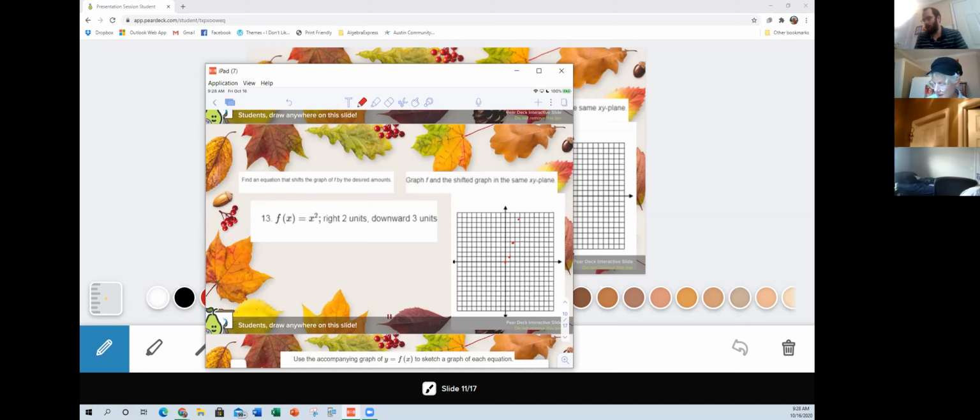And then everything is reflected over the y-axis. So wherever there's a point to the right, there's also going to be a point on the left side of the axis. And it's going to look like this. And try to make it look as U-ish as you can. It's definitely not a V.